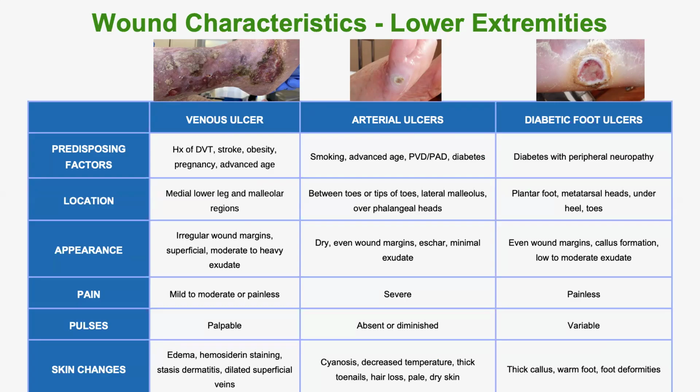So for venous leg ulcers, in the leftmost column, predisposing factors for these wounds are going to be a history of DVT, stroke, obesity, pregnancy, or advanced age. These are commonly described to occur in the gaiter region of the lower extremity. So that would be the medial lower leg or the malleolar region.